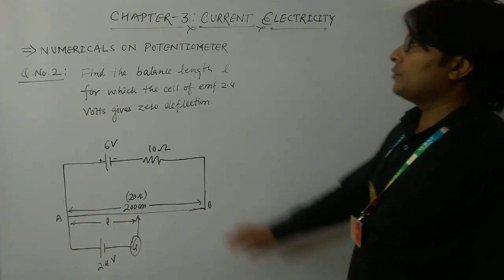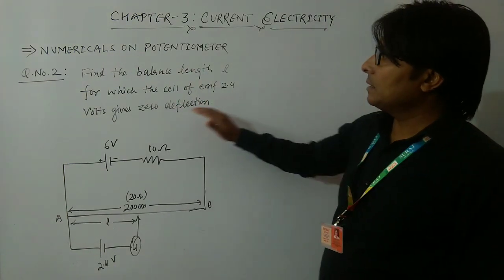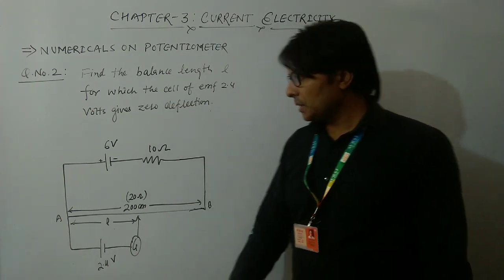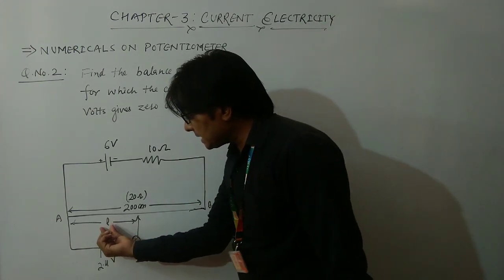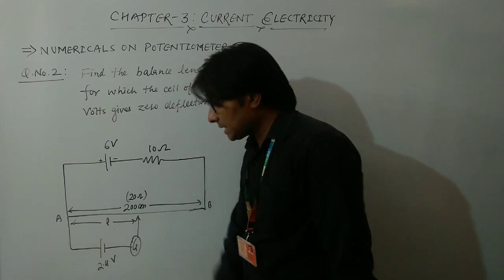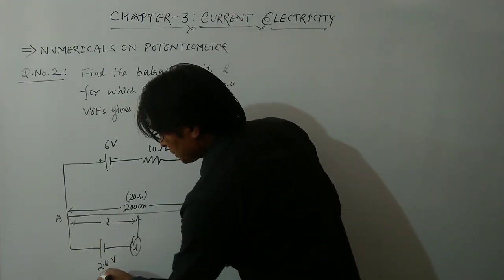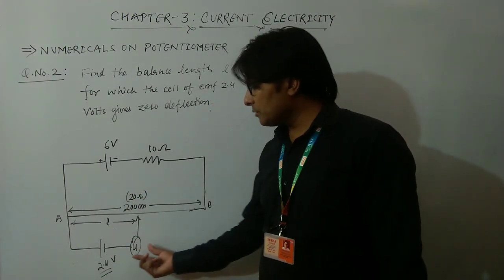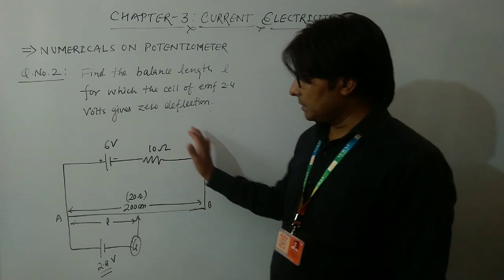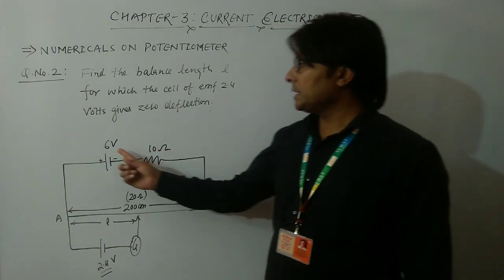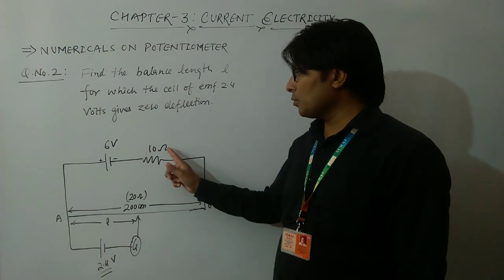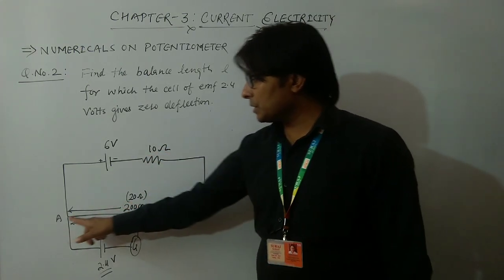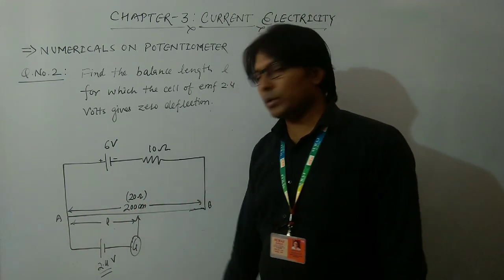Question number 2. Find the balance length L for which the cell of EMF 2.4 volt gives 0 deflection. So this is the balance length L. We have to find out the value of this length L for which this cell of EMF 2.4 volt is balanced or gives 0 deflection. And this circuit has been given to us. 6 volt is the EMF of the driver cell, 10 ohm is the resistance connected with this 20 ohm resistance of this wire AB, whose length is given as 200 centimeter.